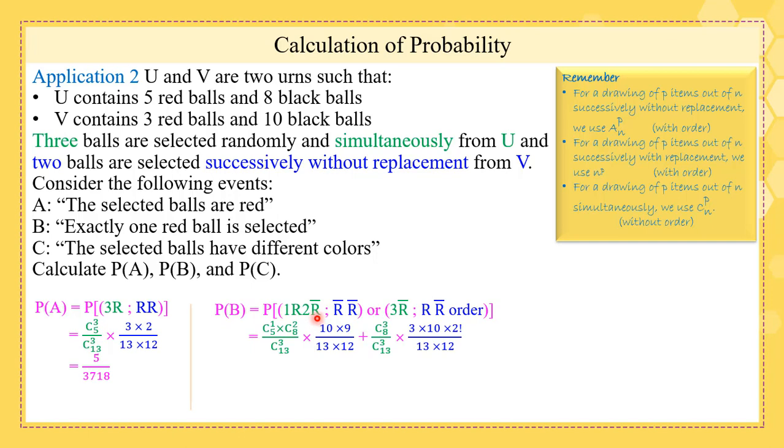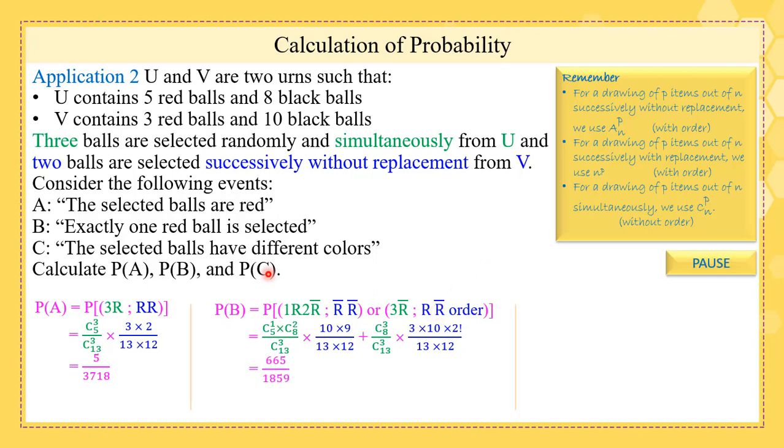Now for the calculation, in the first case we have 1 red, 2 non-red simultaneously, so it will be a combination 1 out of 5 from U and 2 out of 8 over 3 out of 13. And then for the second case, which is a successive without replacement case, we're going to have 10 times 9, 10 non-red, 9 non-red over 13, 12, plus. Again, 3 simultaneously from U, and here we have the order because we have different letters.